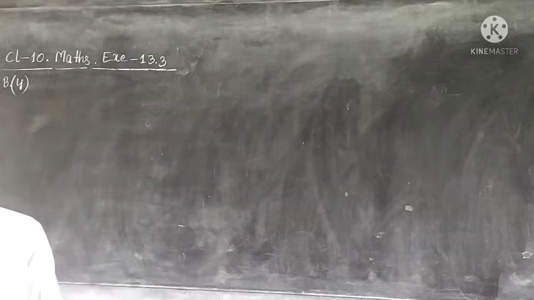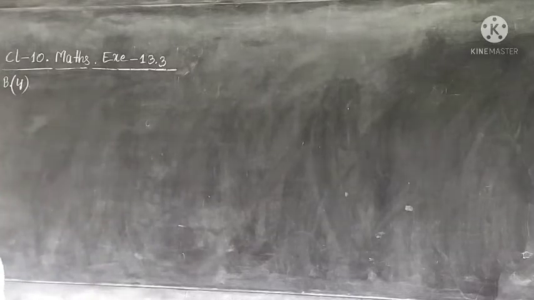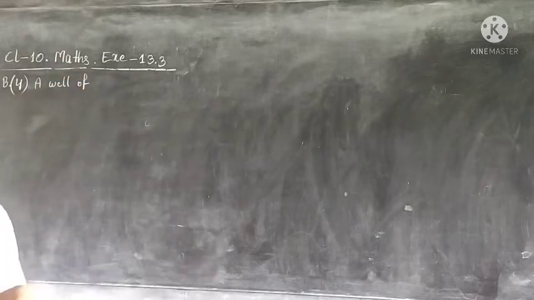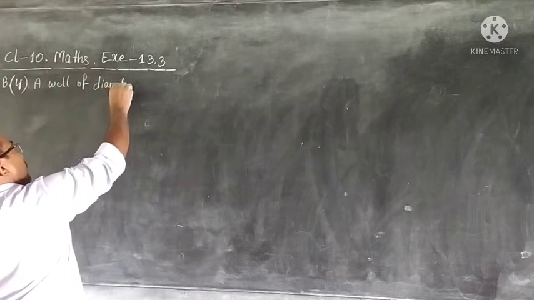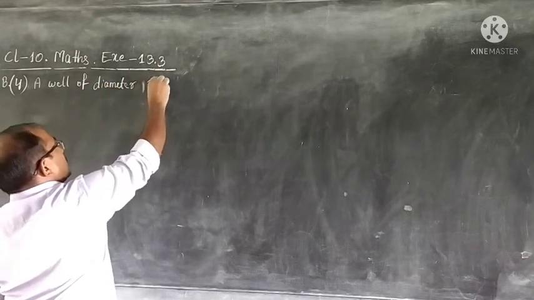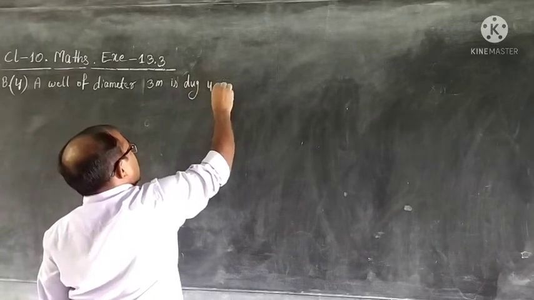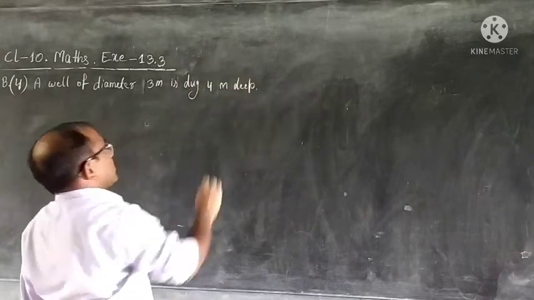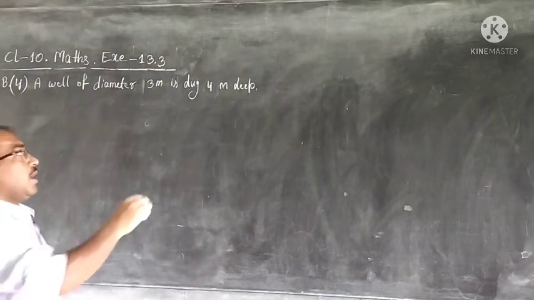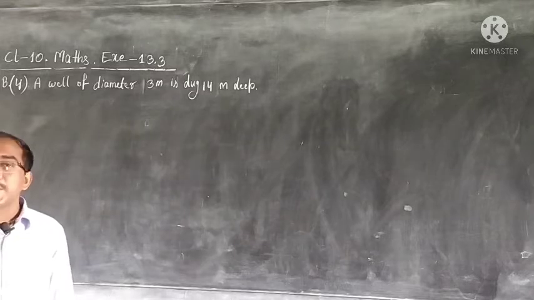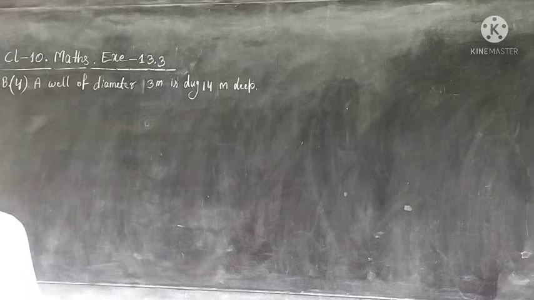13.3. A well of diameter 3 meter is dug 14 meter deep. This is the condition here. The diameter of the well is 3 meter and it is 14 meter deep, not 4, it is 14 meter deep. Then the earth taken out of it has been spread evenly all around it in the shape of a circular ring. So, very important condition mentioned here.